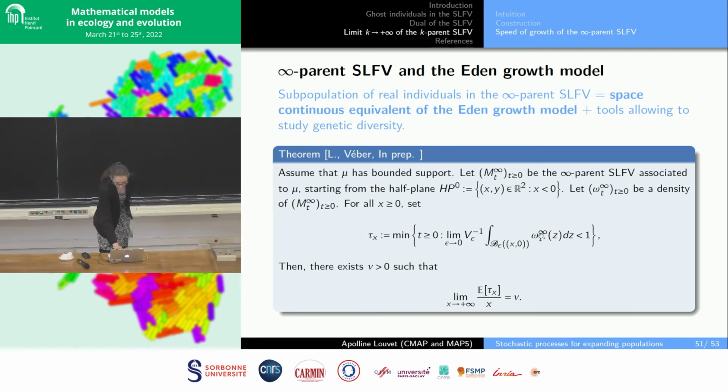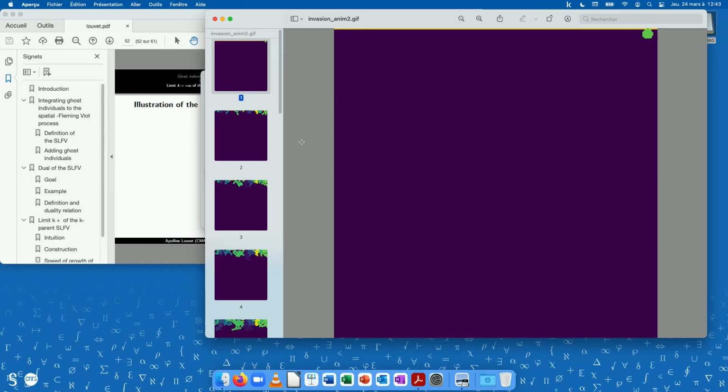And we here, for instance, to say when a point is reached by the expansion, we can't just look at the density because it's not uniquely defined. So we take balls smaller and smaller centered on this point, and we look at whether it contains real individuals or not to conclude. And so we have a linear speed as well. And just as in the Eden growth model, we don't have an exact value for the speed of growth.